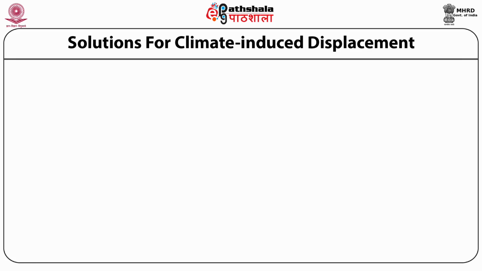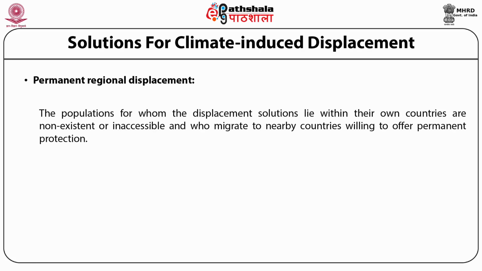Number 4, permanent regional displacement. The populations for whom the displacement solutions within their own countries are non-existent or inaccessible, and who migrate to nearby countries willing to offer permanent protection. This would include, for instance, a citizen of Vanuatu or Kiribati migrating on a permanent basis to New Zealand.